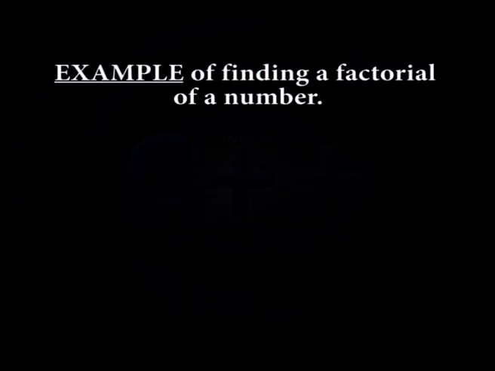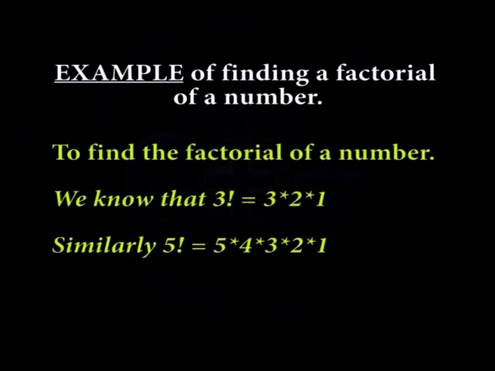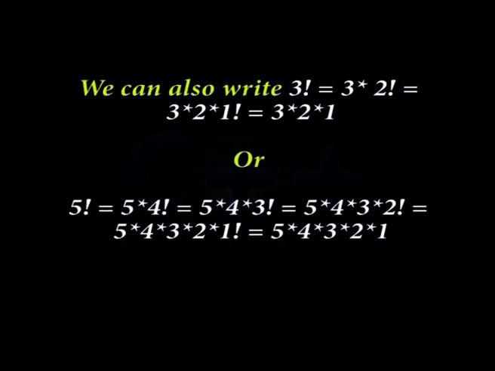Let's take a classic example of finding the factorial of a number. To find the factorial of a number, we know that 3 factorial is equal to 3 into 2 into 1. Similarly, 5 factorial is equal to 5 into 4 into 3 into 2 into 1. Have you noticed one thing? Factorial of any number is the product of all the numbers starting from the number itself down to 1. Now see the solution for this problem from a different angle.